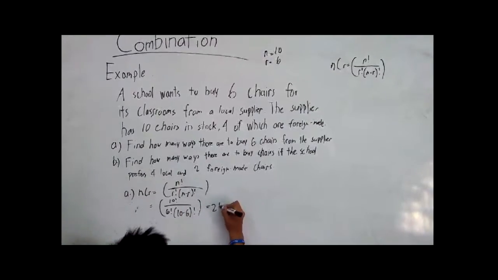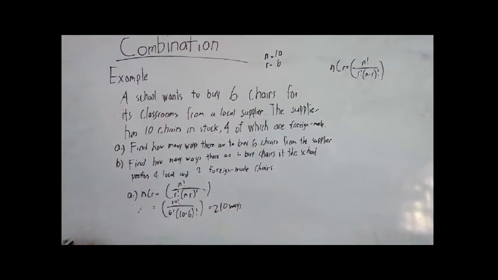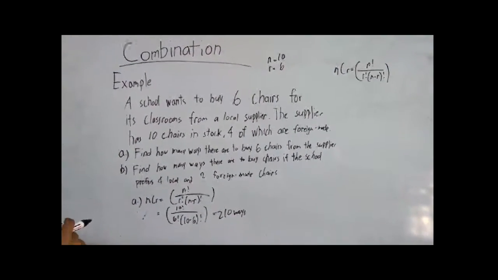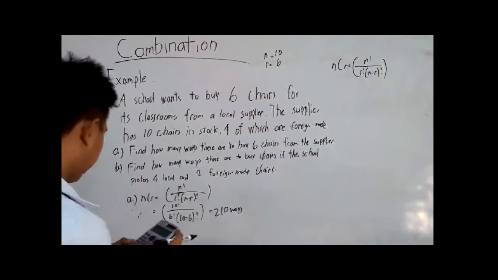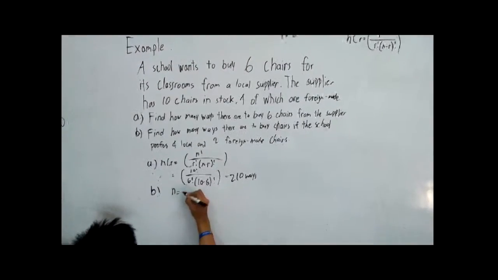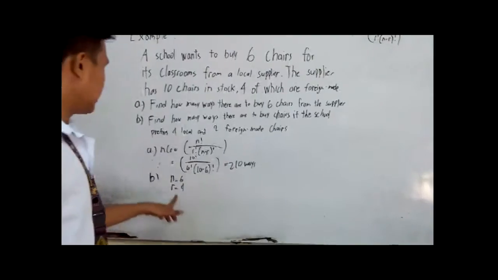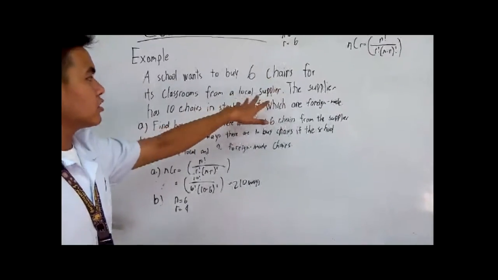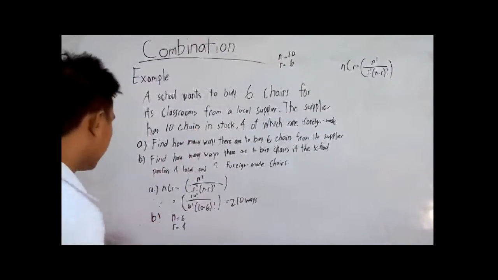We get 210 ways, which means there are 210 ways that they can buy 6 chairs from the supplier. Rn is 6 and Rr is 4 because there are 6 available chairs in a local supplier and 4 of which are foreign made.